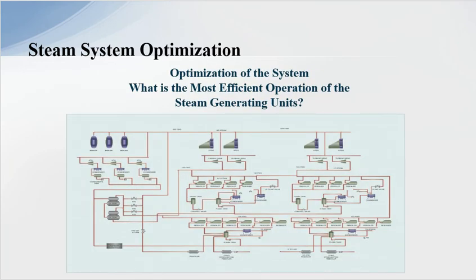The other thing is optimization. What is the most efficient operation of the steam generating units? So if I have several generating units here, and cogeneration here and cogeneration here, what are the most efficient units that I should be operating? Number one, maybe here. Maybe this is number two, and maybe this is number three. But it gives us an understanding of the optimization.